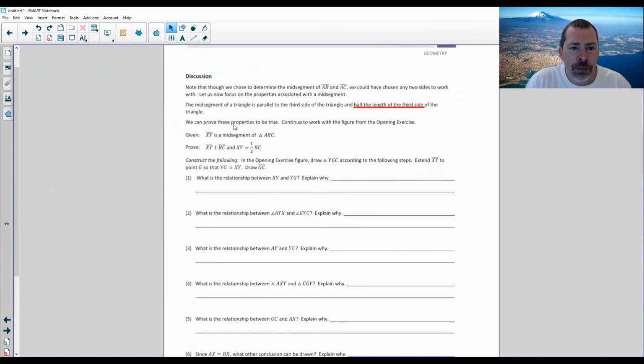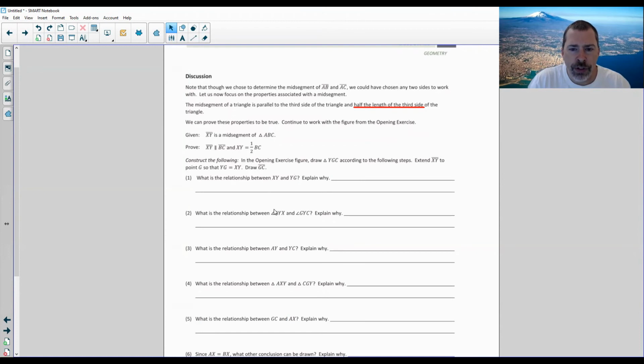We can prove these properties to be true. Continue to work with the figure from the opening exercise. Given XY is a mid-segment of triangle ABC, prove XY is parallel to BC and that XY is half of BC. Construct the following. In the opening exercise figure, draw triangle YGC according to the following steps. Extend XY to point G.